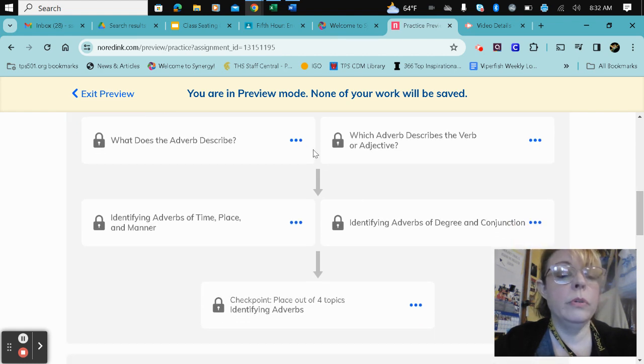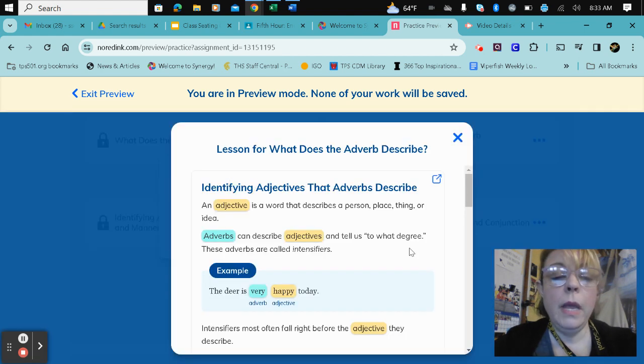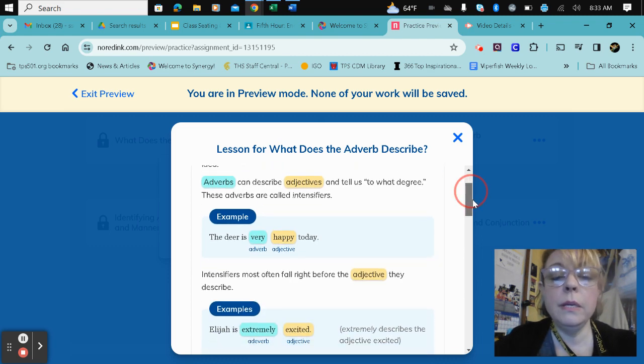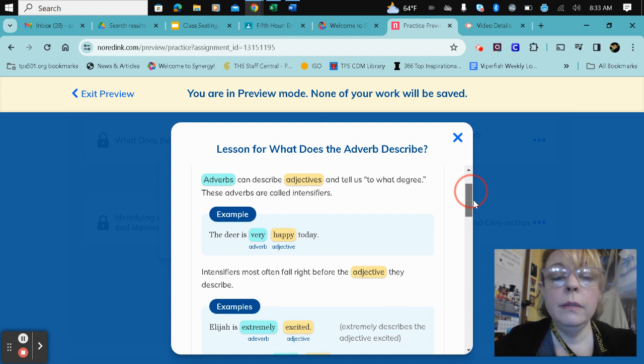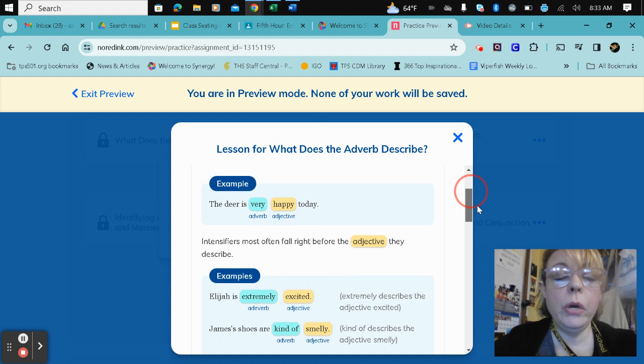What does the adverb describe? An adjective is a word that describes a person, place, thing, or idea. Again, adverbs can describe adjectives and tell us to what degree. These adverbs are called intensifiers. So we're kind of looking at the verb and how the verb is in the sentence. Let's look at the example.